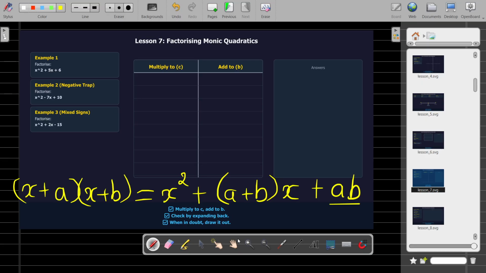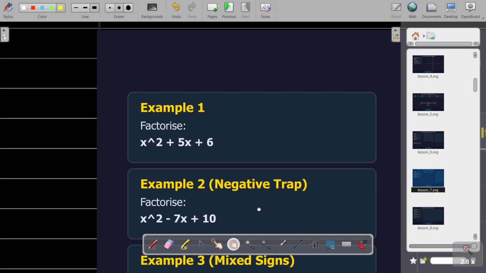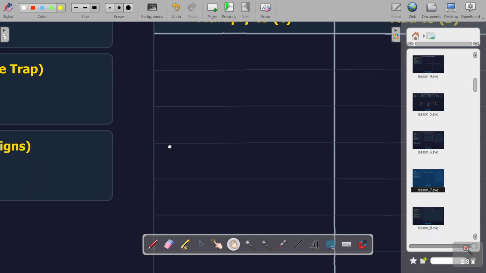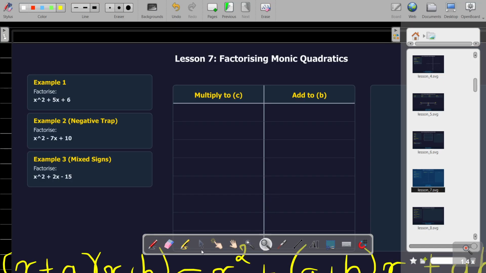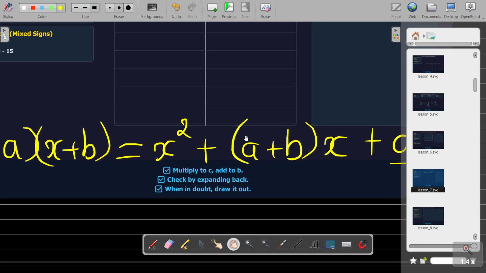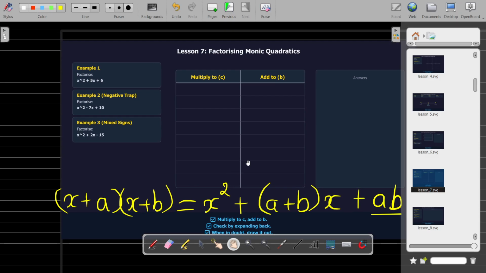Let's factorize x squared plus 5x plus 6, and let us use our t-chart here to systematically test factor pairs of 6. Let's do it very visually. Why are we doing this very visually? Because when in doubt, we're going to draw it out. So we're going to test out the factor pairs of 6.